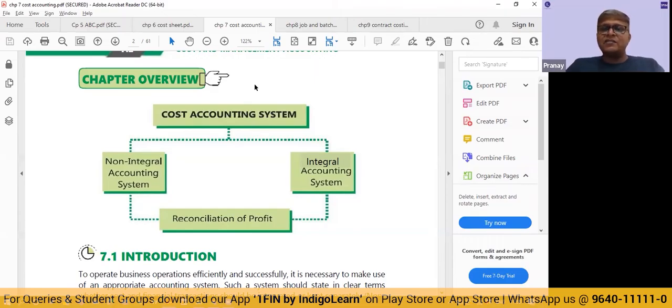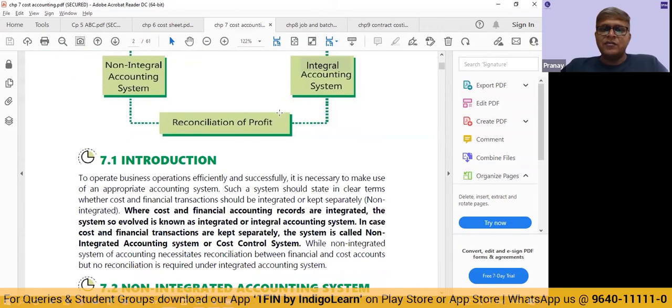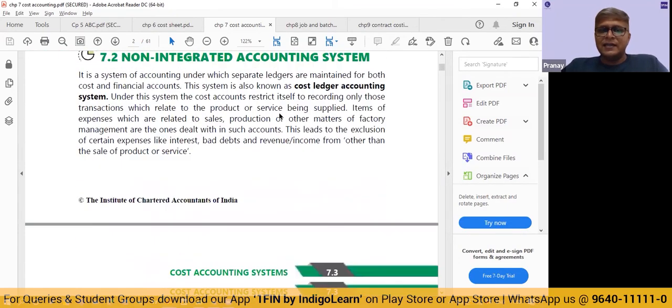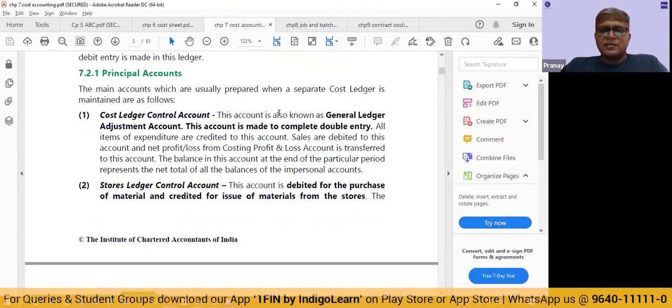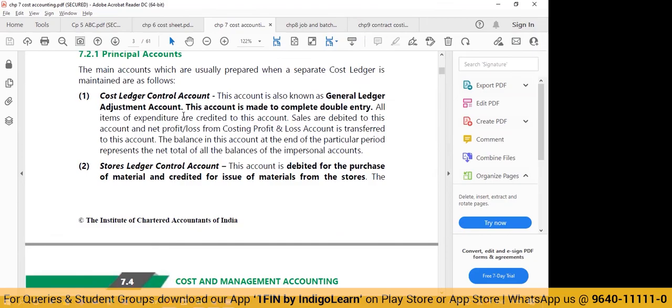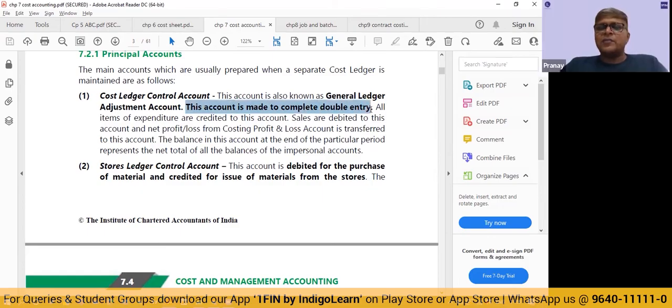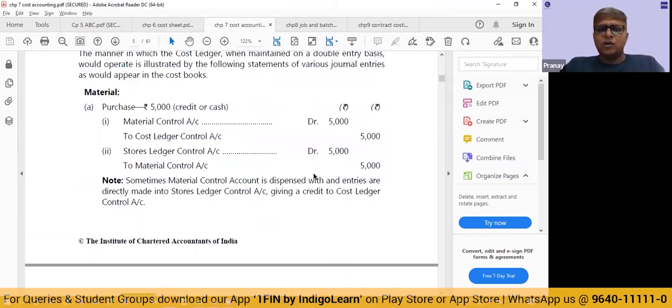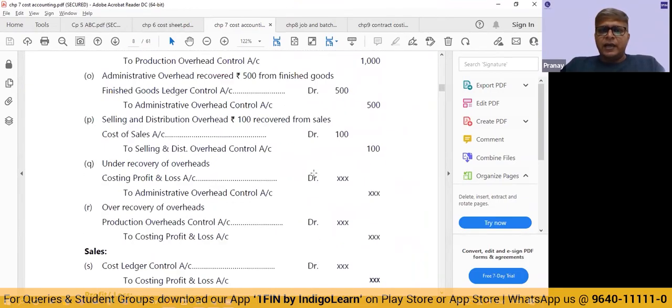That is where we have this wonderful account, which is your balancing account, the residual account. And what is that account? It is the cost ledger control account, sometimes also called the GLA account, general ledger adjustment. Correct. So this is the account which is made just to complete the double entry. That is the only difference between integral and non-integral. Other than that, it's just the flow of the items that is going to happen.